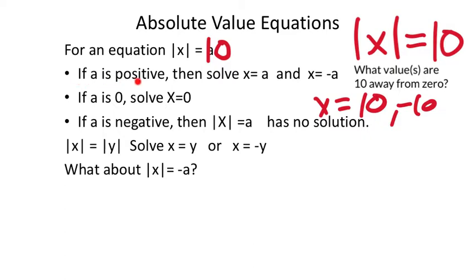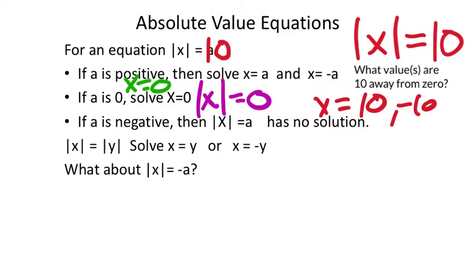If A is positive, then solve, yeah, that's true. If A is 0, you only get one answer, but if A is negative, then it has no solution. So let's go through these, okay? If you have the absolute value of some number equals 0, well, what number or numbers are 0 away from 0? Only x equals 0 is. That's the only one that will make that work. It's just a unique scenario.